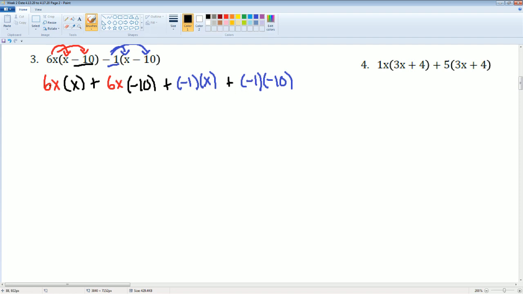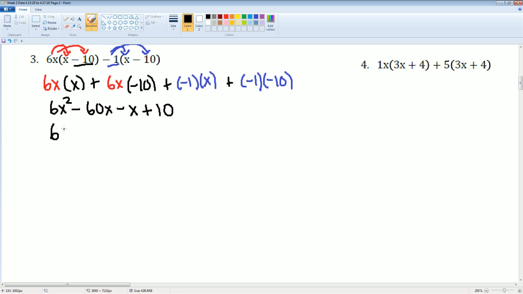Okay, so 6x times x becomes 6x squared. 6x times negative 10 becomes negative 60x. Negative 1 times x becomes negative x. Negative 1 times negative 10 becomes a positive 10. Negative times a negative is a positive.